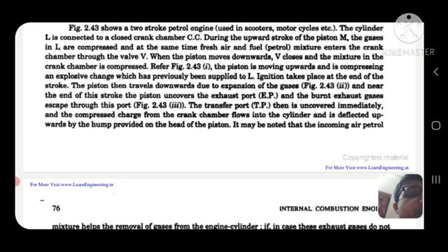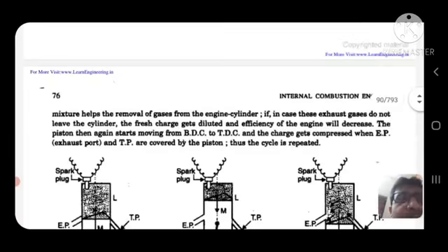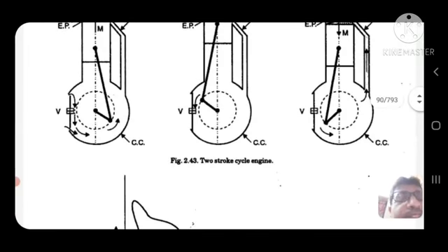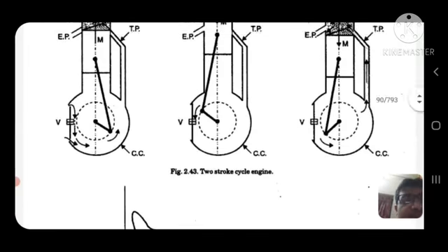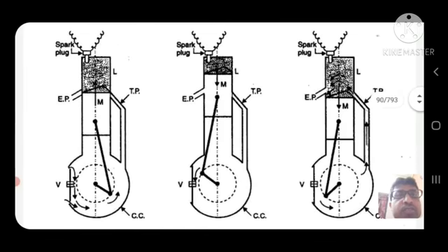Ignition takes place at the end of the stroke. The piston then travels downward due to expansion of the gases, and near the end of the stroke, the piston uncovers the exhaust port. That is the two-stroke engine, the diagram of the two-stroke engine, with the spark plug, and this one is the diagram of the two-stroke engine.